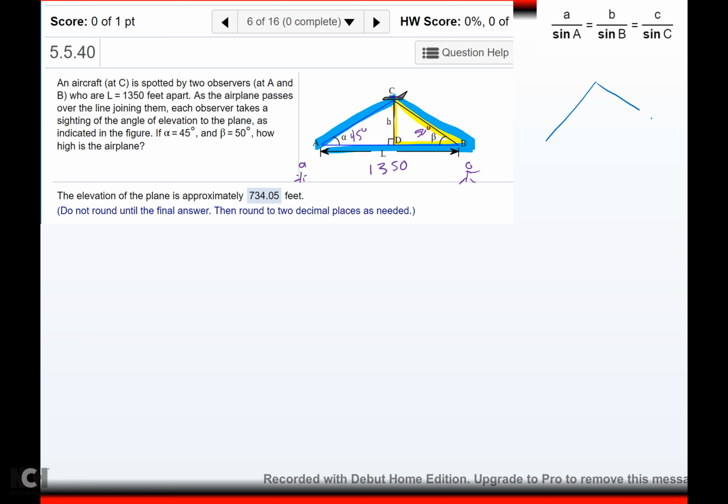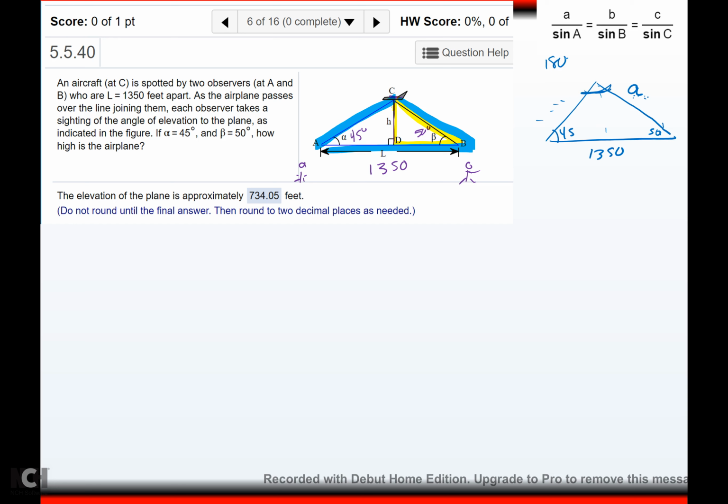I have 45, 50, and this is 1,350. If I could figure out either one of these sides, and I think I'll find out little a, then I'll know an angle and a side in a right triangle, and I can use regular trig to figure out that height. So right now I'm going to use law of sines, but I need this angle.